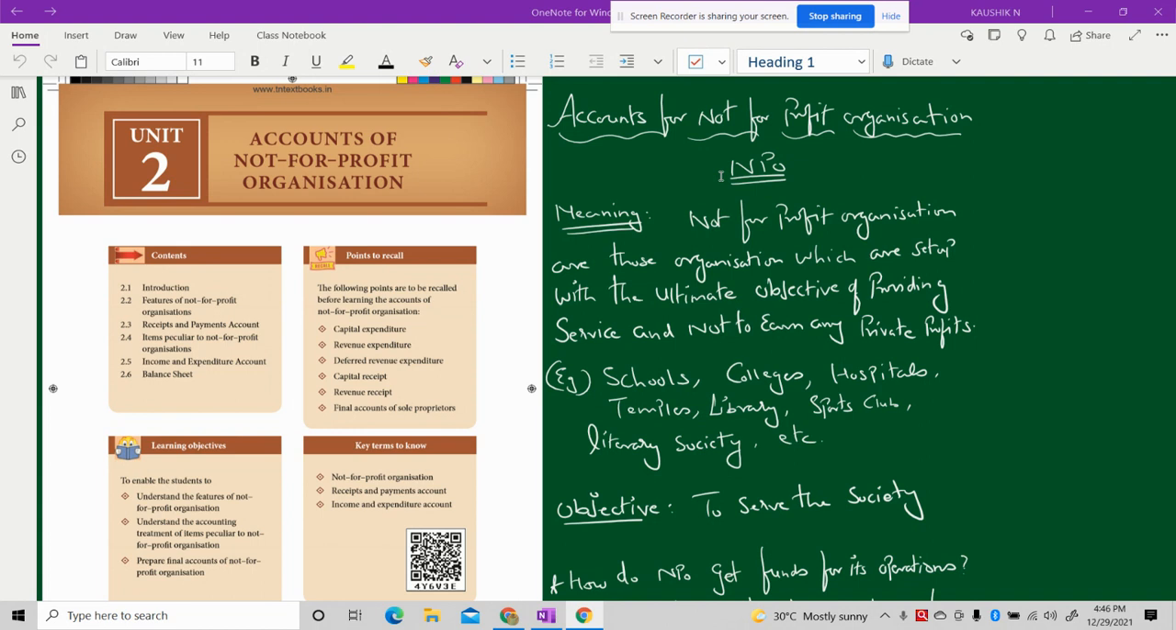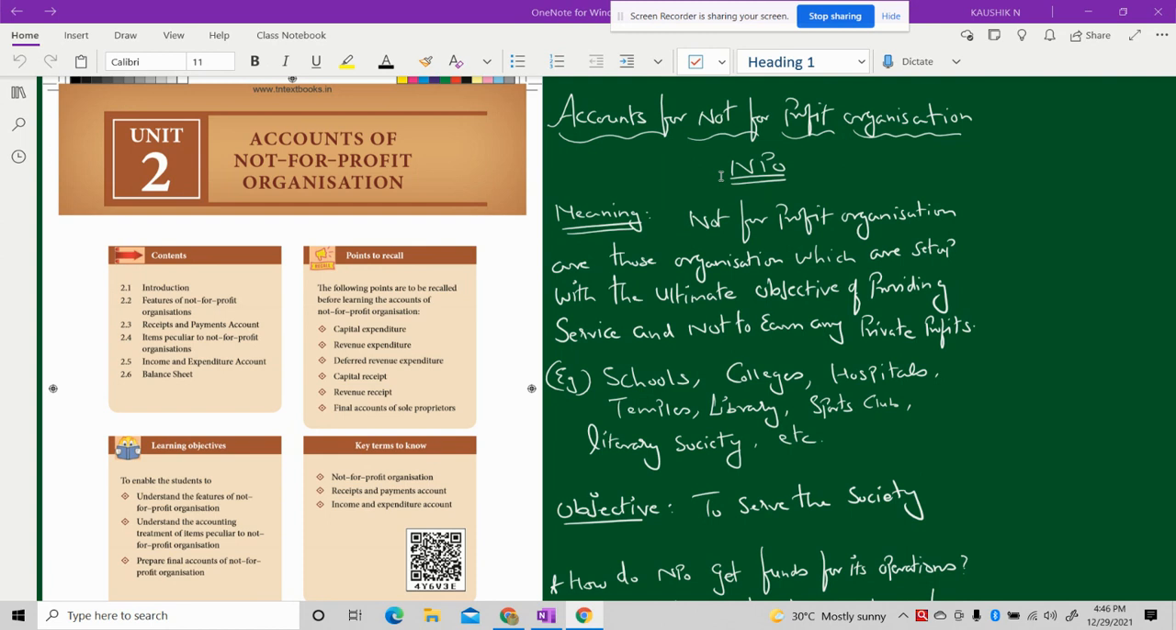Dear students, I am Kaushik Nagarajan, Accountancy faculty, and I am going to take you to a new chapter, Accounts of a Not-for-Profit Organization. Yes, this chapter is for 10 marks in our board examination for CBSE levels, and of course it is one of the most important topics even for state board students. Let's get started with the topic Accounts for Not-for-Profit Organization.